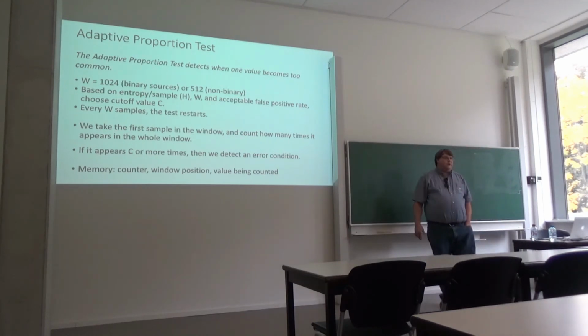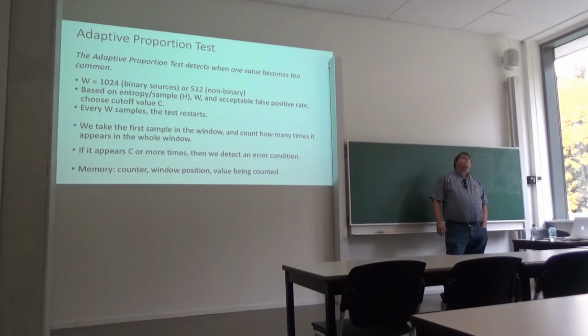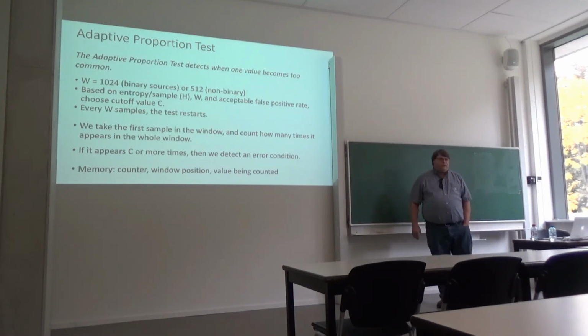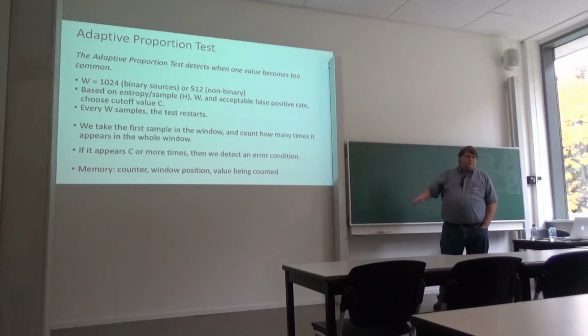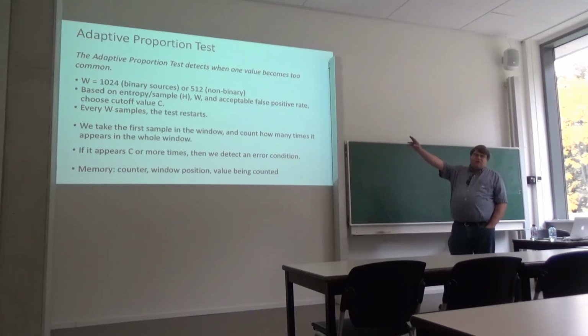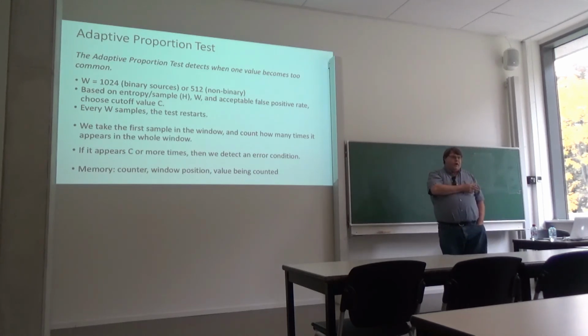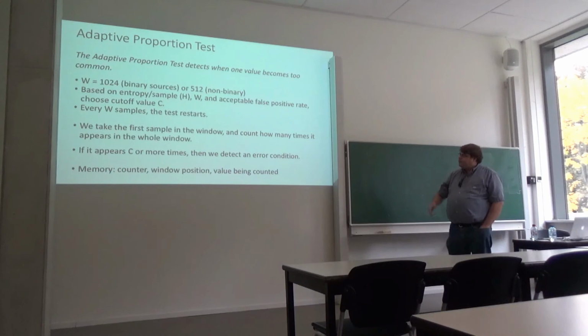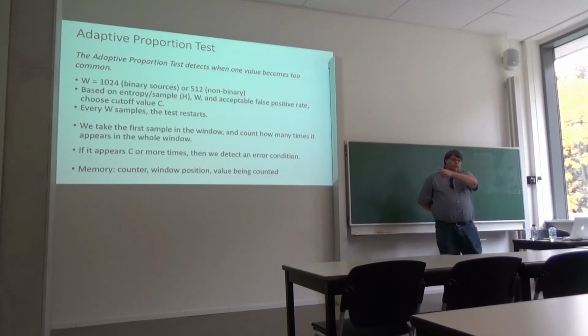In this case, we have to do an inverse binomial computation. So there's not a nice formula; you do it numerically. Then every W samples, so every 1024 samples or so, you reset the counter, reset the window counter, and start over. The main idea here is you only need these 3 registers effectively to compute this continuous test.